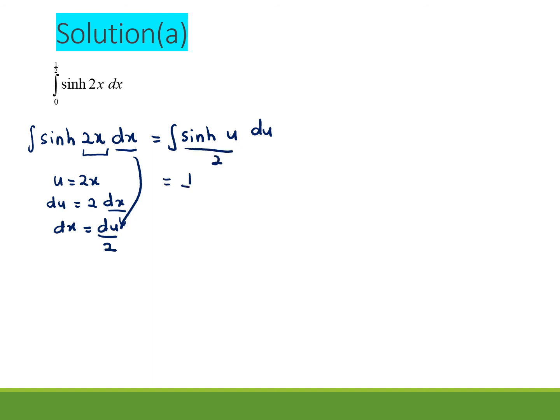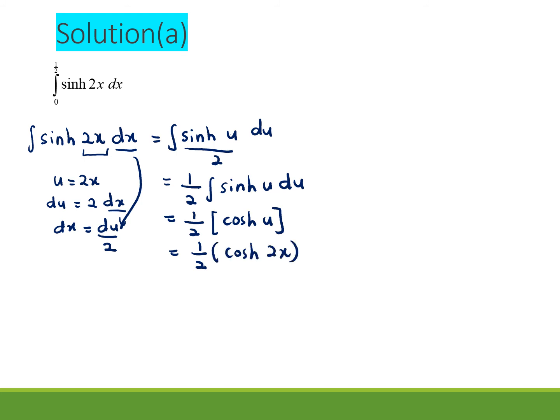So now we can straight away solve this, where the integration of sinh u is cosh u, and substituting u with 2x, we get 1 over 2 cosh of 2x. Okay, now we have solved the integration of sinh of 2x. Now we know that the interval is between 0 up to 1 over 2.